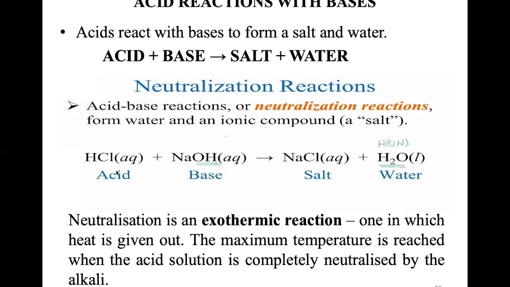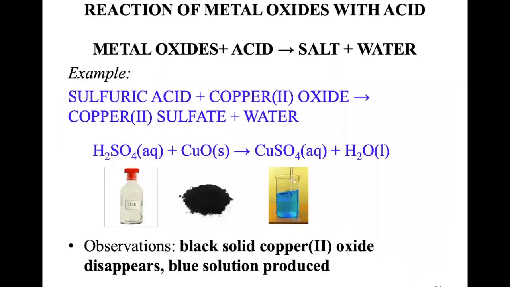It will displace H, and NaCl is formed. What is remaining? H will come and join with OH, and therefore water is formed. It is an exothermic reaction during which a large amount of heat is given out. Now second, the reaction of metal oxides with acid.